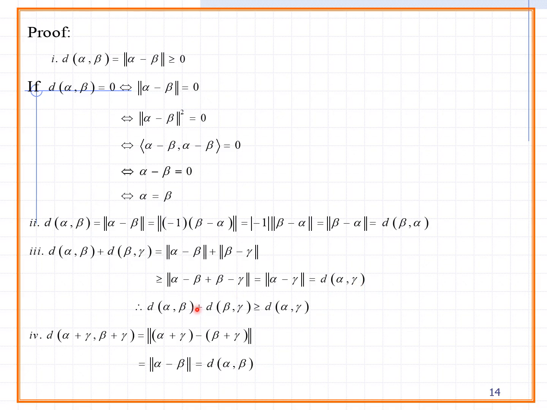So it means the distance of alpha comma beta plus the distance of beta comma gamma is greater than or equal to the distance of alpha comma gamma. The third one is proved. Let us see the fourth one, just addition related. The distance of alpha plus gamma, beta plus gamma can be written with the minus symbol. After that, minus gamma, and this one cancels, you get norm alpha minus beta. Norm alpha minus beta means it is the distance of alpha comma beta. It is proved.